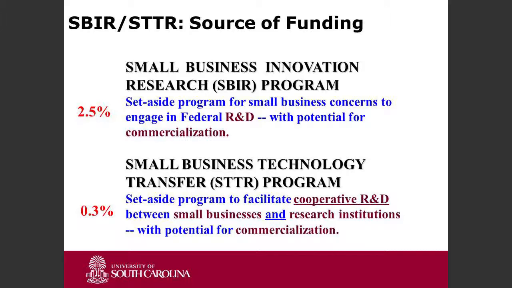SBIRs have 2.5% of the budget, so there's way more money for SBIRs. STTRs, 0.3%. And a big difference between SBIRs and STTRs is that with SBIRs the money goes to the company. STTRs are a partnership. So typically STTRs are for when you want the university and the company to get the grant together, as co-applicants. Money in the SBIRs can go to the universities, but it doesn't go to universities directly.